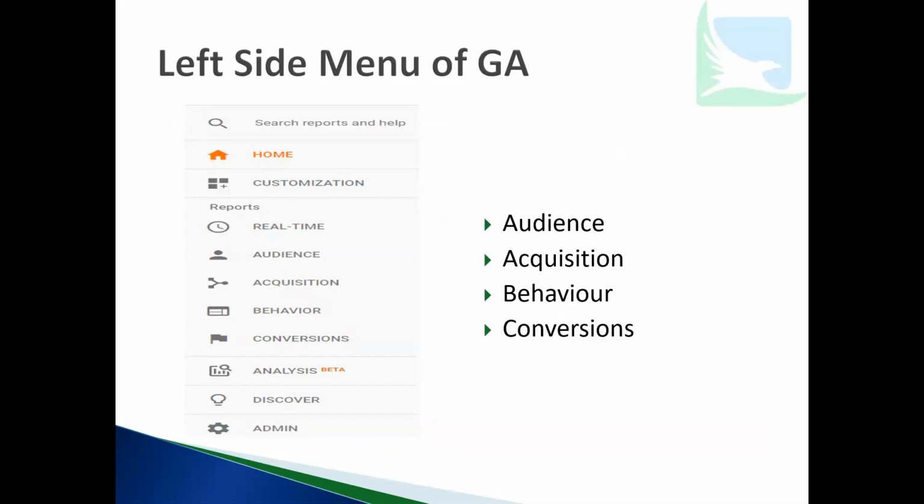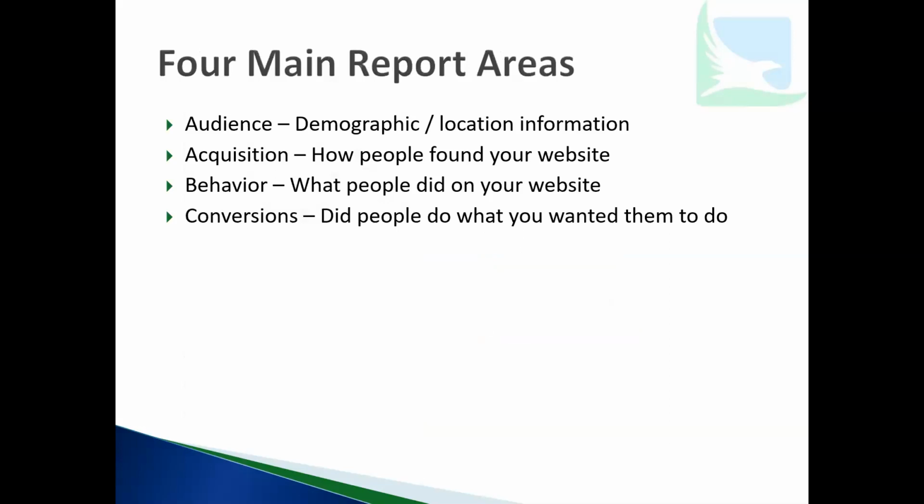There are four main areas in the left-hand menu, which those of you who have Google Analytics will know that the main menu is always on the left-hand side. There's four areas that are the primary areas: the audience, the acquisition, behavior, and conversions. So this is just a summary to tell you what each of the four areas are and what they mean. But I want to go into a couple of them and just review some of the main points about them.